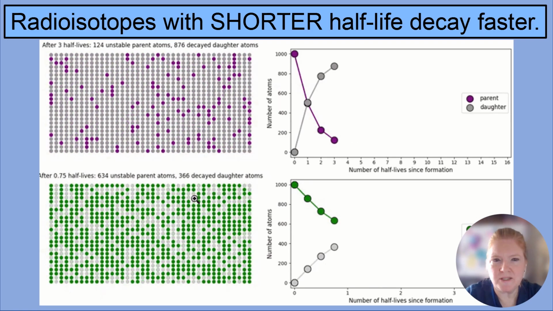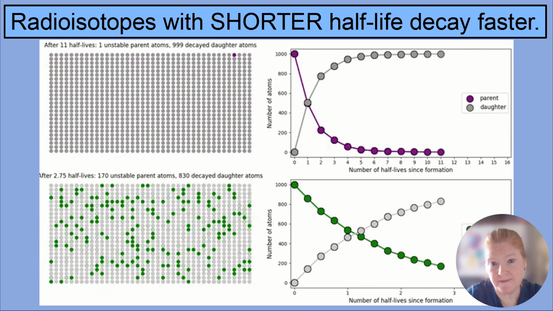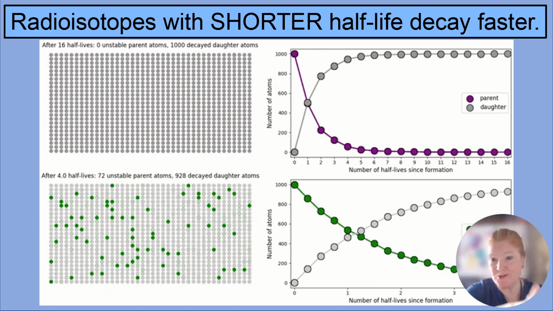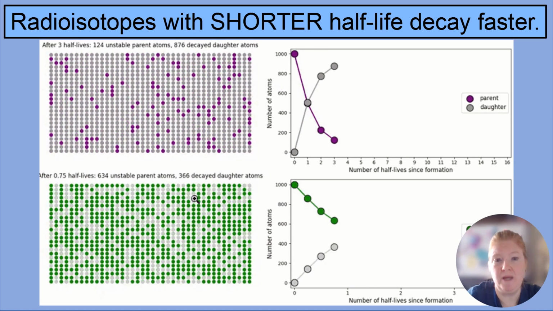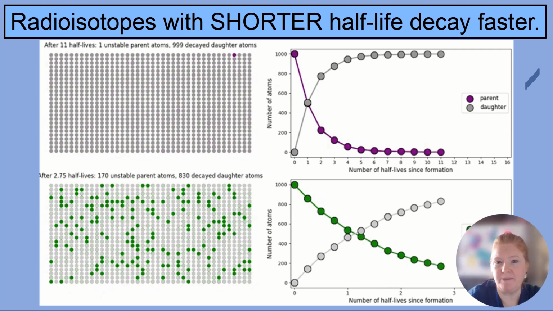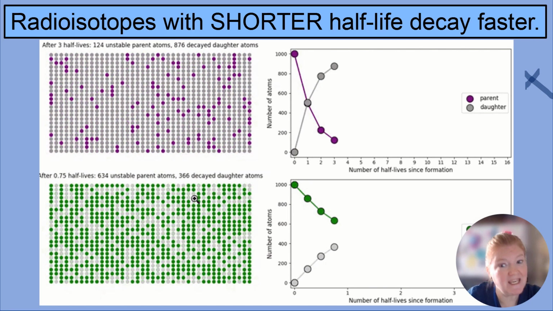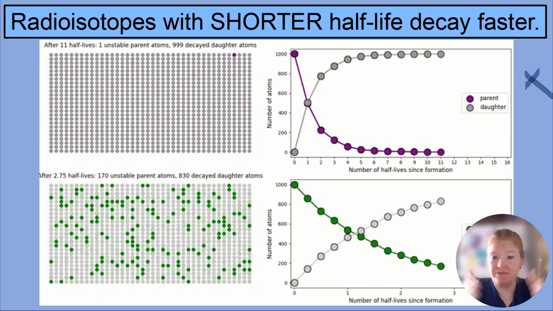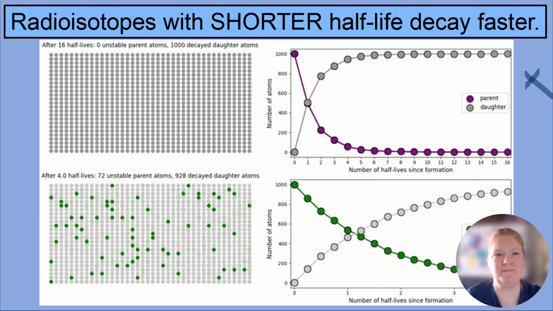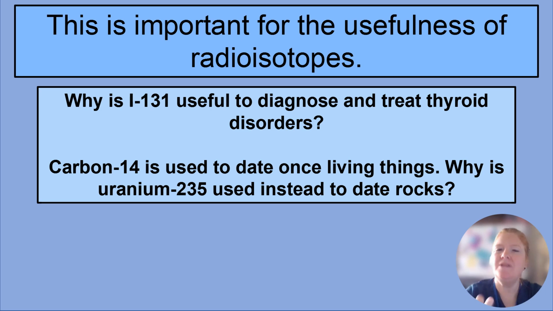So radioisotopes with shorter half-lives are just going to decay faster. So this is the same amount of time. But do you see in the top how much more has decayed because it's decaying faster, even though the same amount of time has passed? So this is important for the usefulness of radioisotopes.